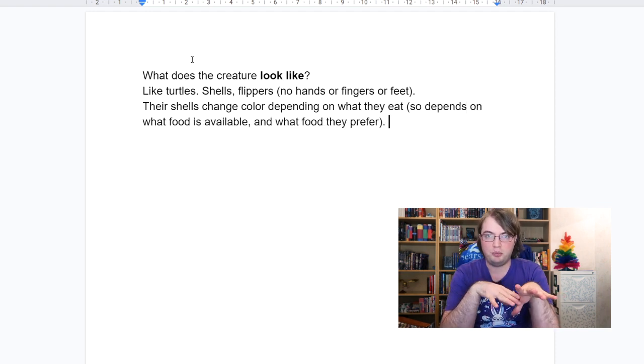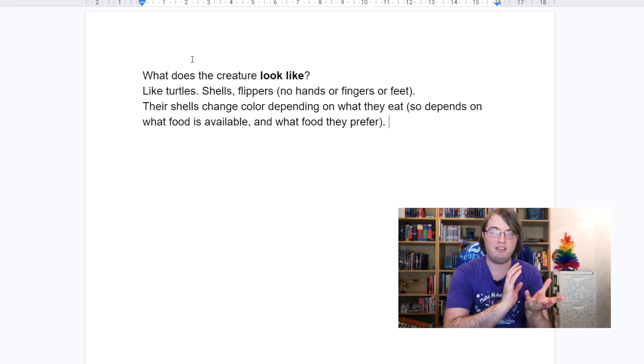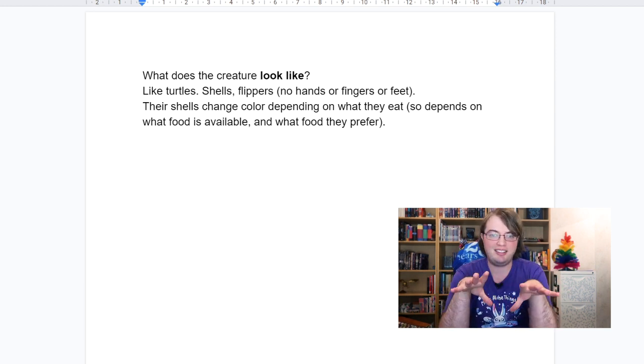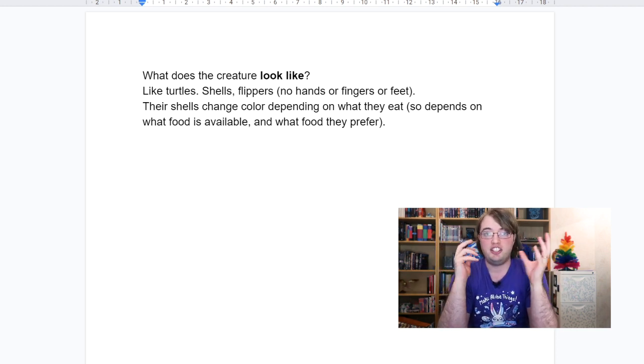And yes, their color is going to depend both on what kind of food they have available where they live, but also what kind of food they like. If one individual doesn't like this particular fish, but another one does, their colors are going to be slightly different. And I am going to get to food more in depth in a little bit. So that's just simple. I haven't yet decided really how big they are. This is just the basic. This is what they look like. They look like turtles, and their shells change color depending on what they eat.